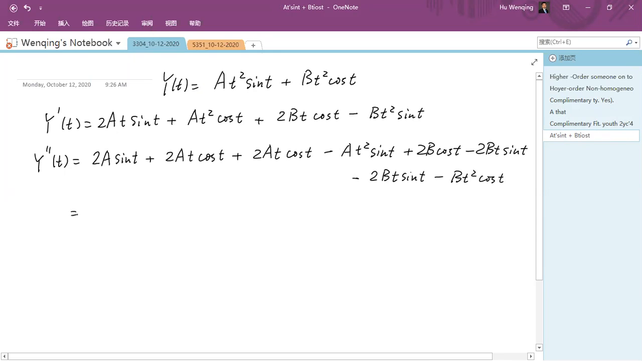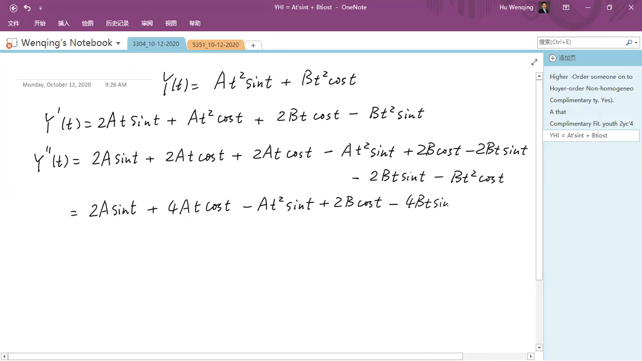As long as you have all this, it means this is 2a sine t, and then you have 2at cosine t, 2at cosine t. So that's going to be 4at cosine t, and then you have minus at squared sine t, and then you have 2b cosine t, and then minus 2bt sine t, minus 2bt sine t is minus 4bt sine t, minus bt squared cosine t. So this is a rather sophisticated formula.